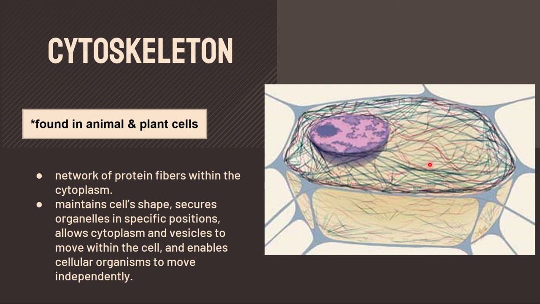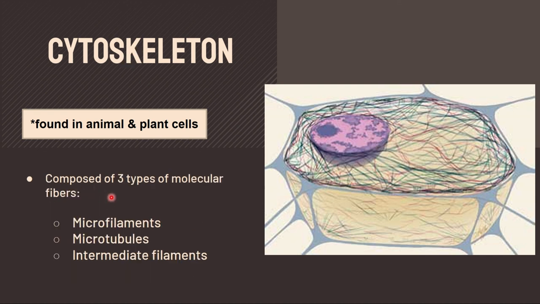Okay? But although the cytoskeleton contributes to the shape of the cell and also to secure the position of organelles, this network of protein fibers is not entirely nga rigid or stiff. It is also flexible to allow certain cellular components such as vesicles to move around the cell. And also, since of that flexibility, unicellular organisms like bacteria could move independently because of the cytoskeleton. So the cytoskeleton is made up of three types of molecular fibers. We have microfilaments, microtubules, and intermediate filaments.